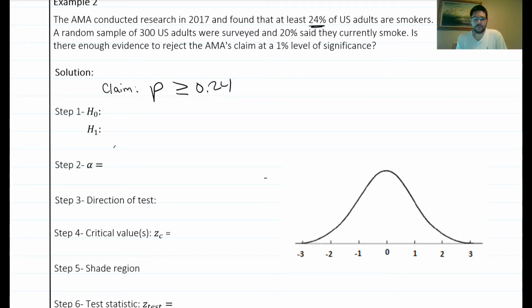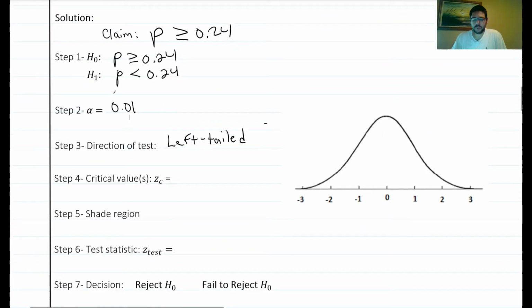All right, so H0. Right now, this is a statement of equality because it has the equal sign, the greater than or equal to. So therefore, it belongs to the null hypothesis. So we're going to say p is greater than or equal to 0.24, so that our claim belongs there. And then we're going to do the opposite of that, so H1 is p less than 0.24. And since H1 is less than, it indicates a left-tailed test. All right, now the alpha, they tell us what the alpha is. That's 1%, so 0.01.